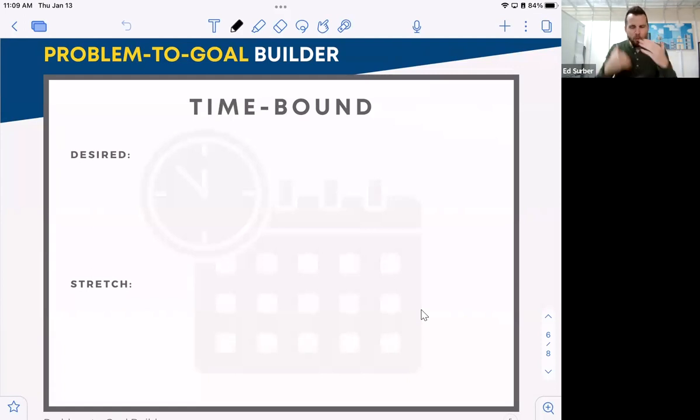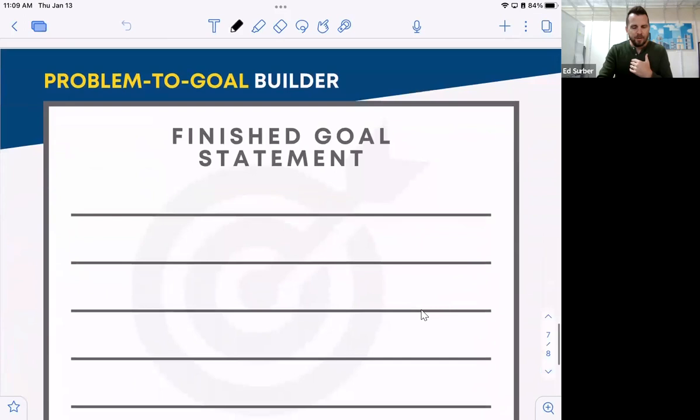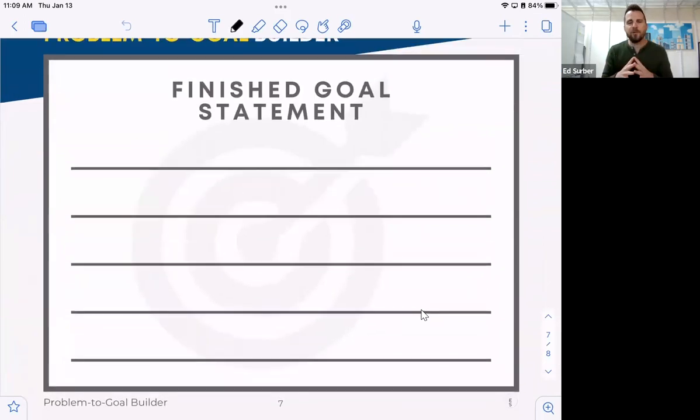And once you work through all these steps, the very last piece is to put together your finished goal statement. This is where you take the specific, measurable, action-oriented, relevant, and time-bound pieces and put together a good, clean, concise, succinct statement that the team can then focus on, to be very specific about the problem that you're going to solve. So hopefully this is useful.